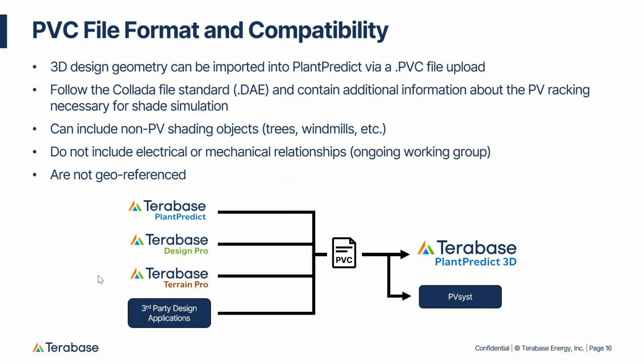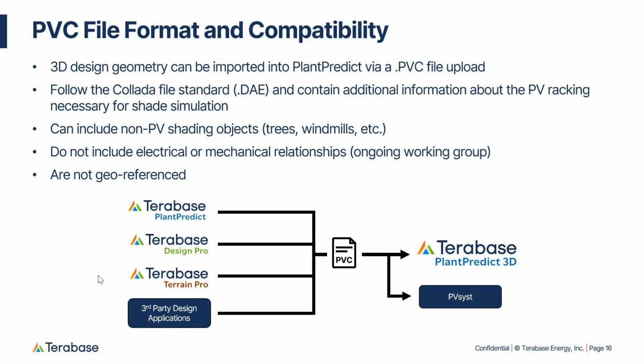So what is a PVC file? PVC files follow the Collada file standard for 3D objects and scenes. You may be familiar with the DAE file extension; these are Collada files. But they differ from the standard Collada file format in that they include special information unique to PV systems, such as whether a particular object is a fixed tilt or tracker rack, as well as where the rotation axis is for that particular tracker, if it's a tracker system.